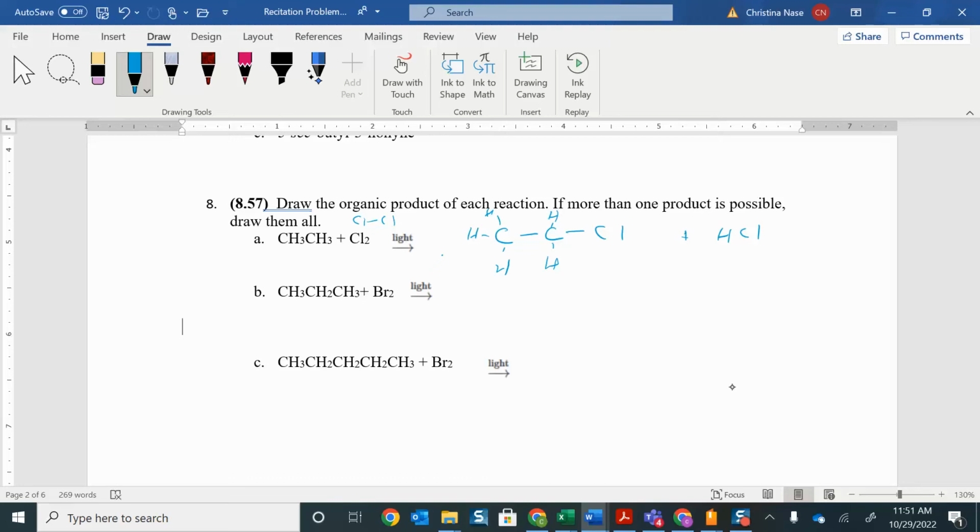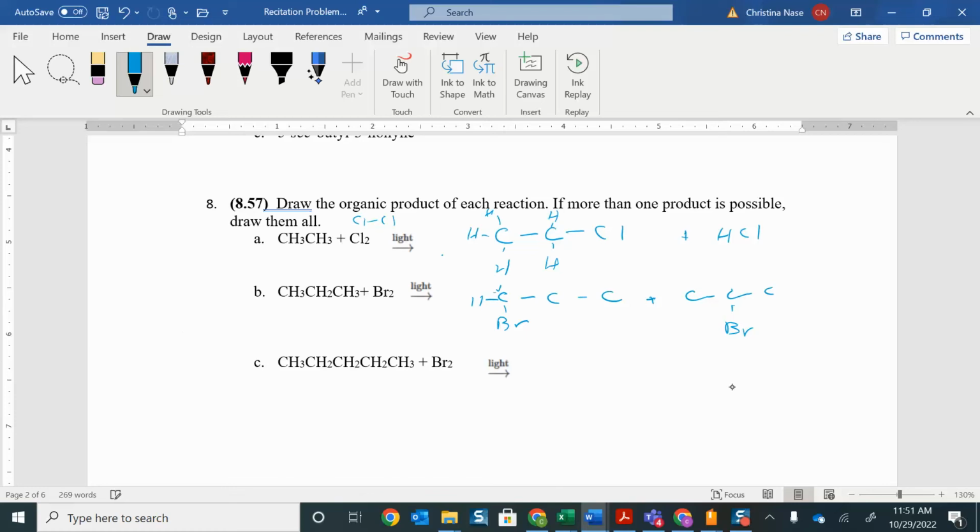This next one, we're going to get 2 products. We've got 3 carbons, and I'm just going to put the carbons here. And I can put bromine on this one. I could also have a bromine on this one. If I put a bromine over here, it's just like the first one that I drew. It's going to be 1 bromopropane.